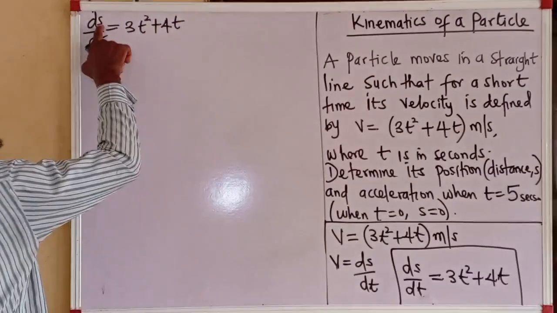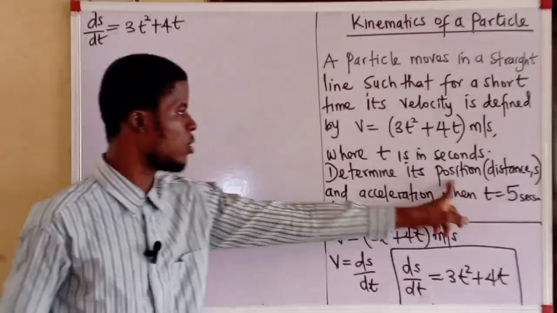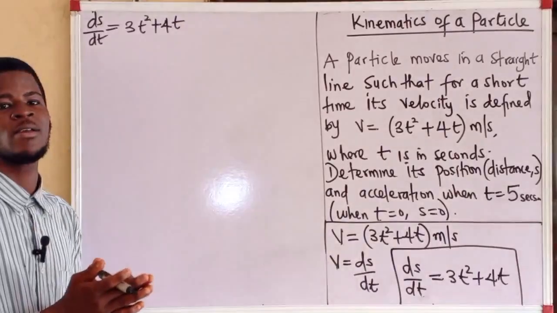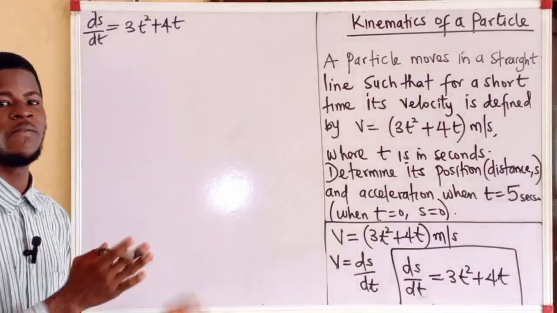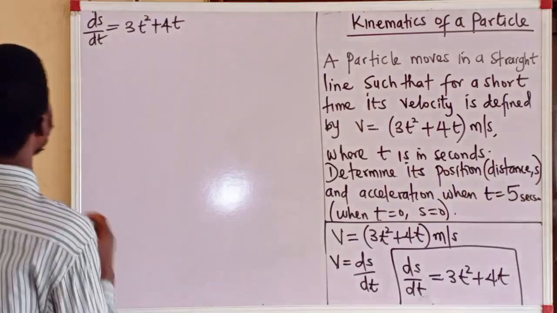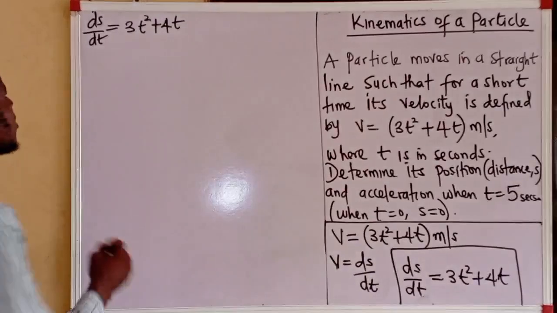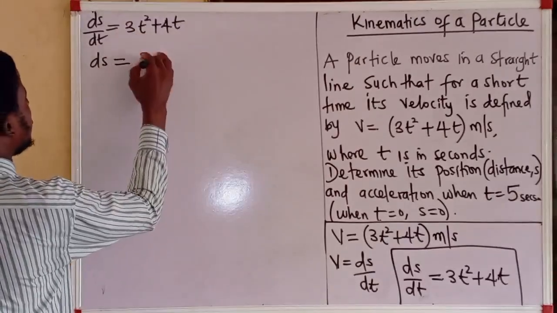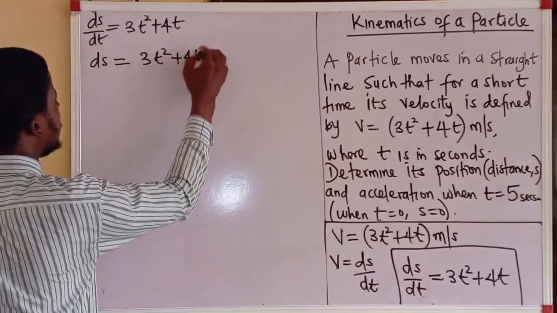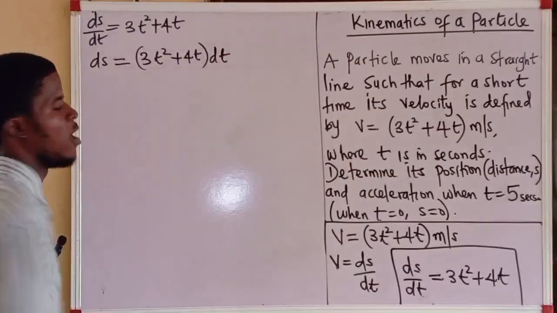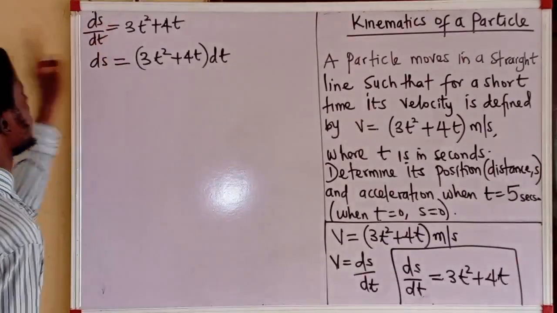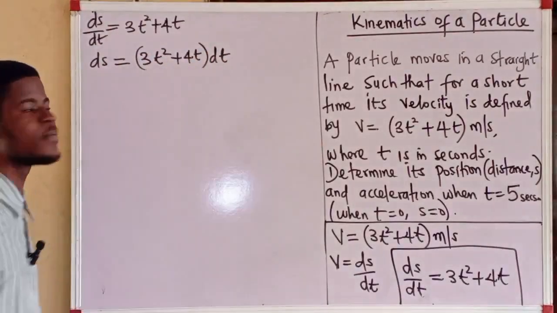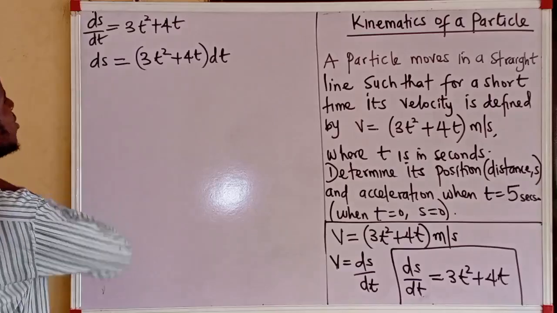We are looking for s, which is the position or the distance. So we are going to solve this by separation of variables, a variable separable differential equation. This is a differential equation actually, so let's solve it. ds is, if I cross multiply, (3t squared plus 4t) dt. I've separated the variables: ds on one side, dt and the function of t on the other side. So I'll now integrate both sides.